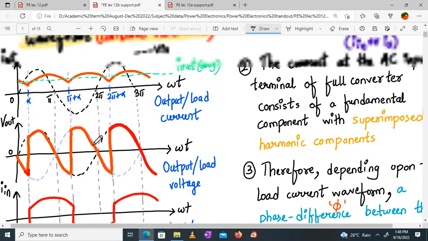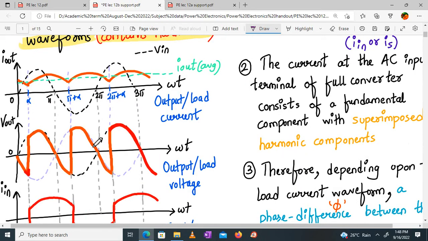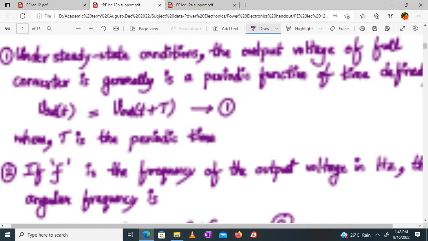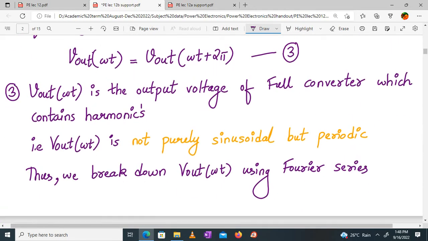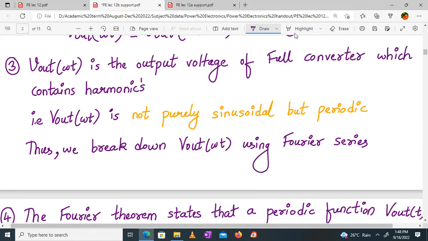Output is periodic but not purely sinusoidal because it contains harmonics. इसको analyze करना है, ठीक है? And we will analyze this using Fourier series. Now you might have used Fourier series before in mathematics. It's a collection of finite terms plus infinite terms, right? Higher order terms.